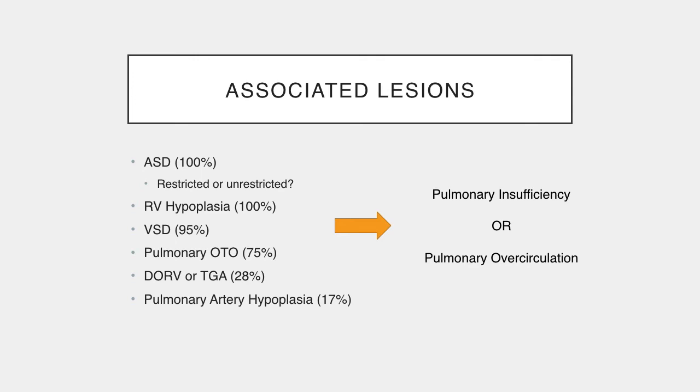What this boils down to, remember my bottom line from the last slide, anatomy is everything here, are the children with this disease going to go down a pathway of pulmonary insufficiency or pulmonary overcirculation, and that will dictate what surgical management they're going to need. So let me show you the next slide, and we'll talk a little bit more about this.